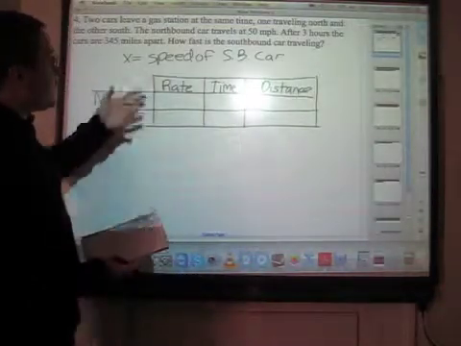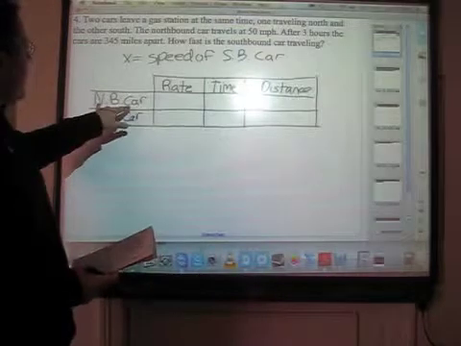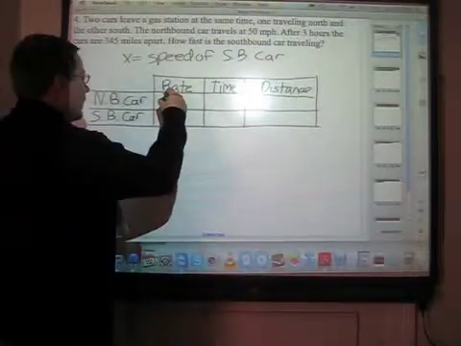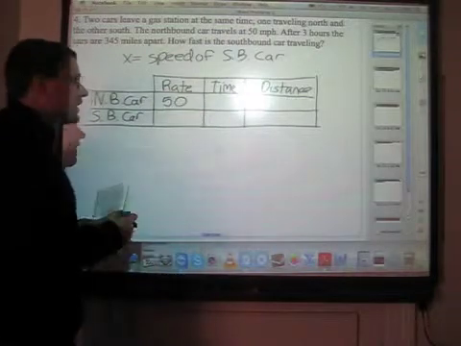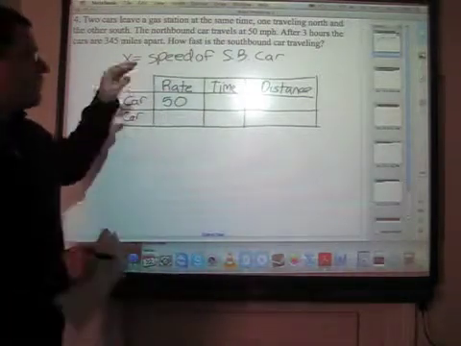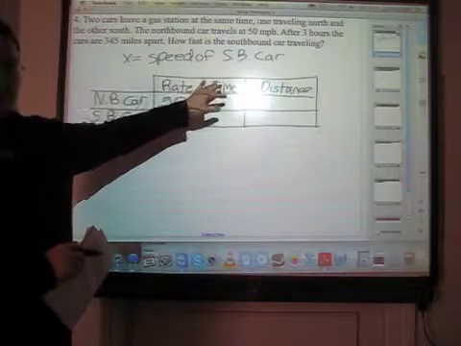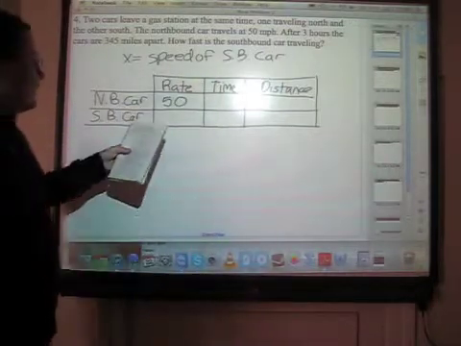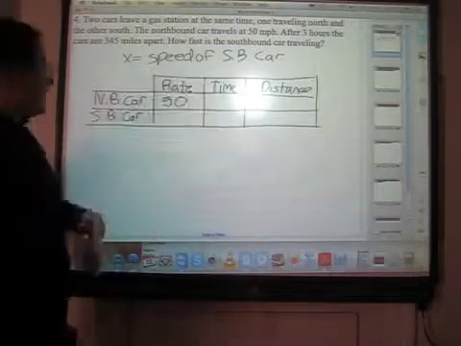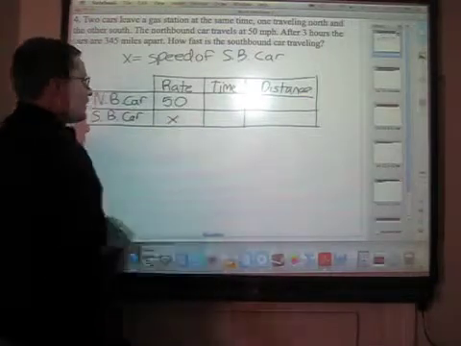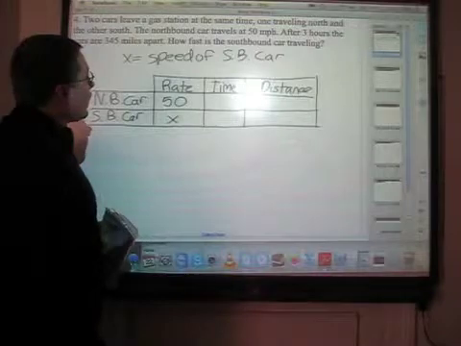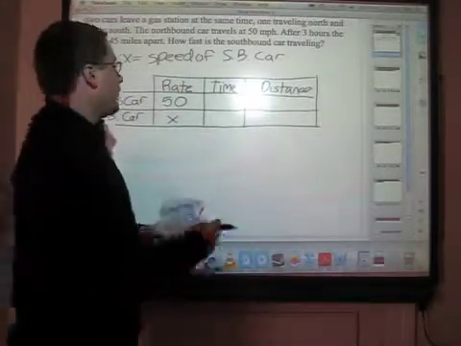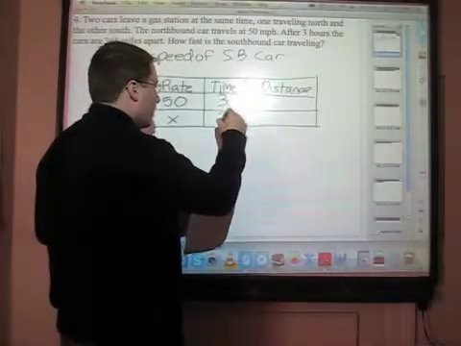So, just pull data out of the problem. The northbound car is traveling at 50 miles per hour. Now this is one sticking point. You have to make sure that your units agree. If you have miles per hour and your time is in minutes, you need to make an adjustment to one or the other. We don't know the speed of the southbound car, but it's our variable. So x is the speed of the southbound car. They're both traveling for the same amount of time, 3 hours. So in this simple problem, we're just going to put 3 in both.